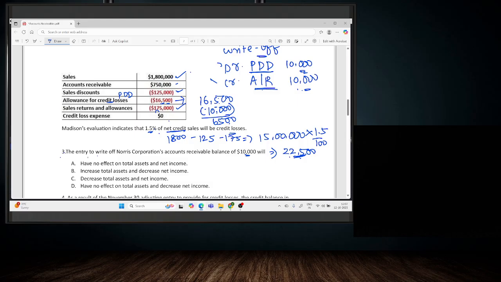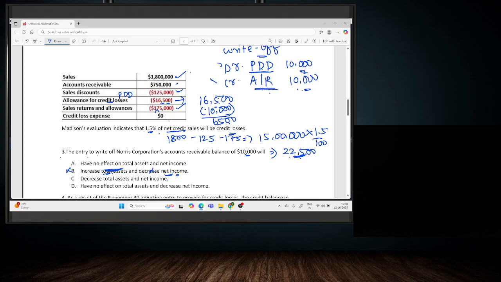Let's look at option B first. Increase total assets and decrease net income. We are crediting accounts receivable, correct? If you are crediting an asset, then the asset should decrease. So obviously it will not increase total assets. So option B cannot be right. And it says decrease net income. Here provision for doubtful debt is a contra asset account. Accounts receivable is an asset account. So there is no involvement of net income here. It is going to affect only the asset side of the balance sheet. The P&L statement is not going to be affected. So the first part of the option is wrong, and the second part of the option is also wrong.